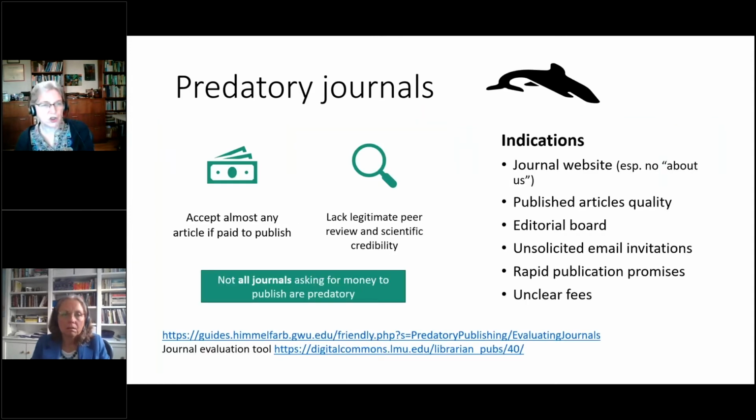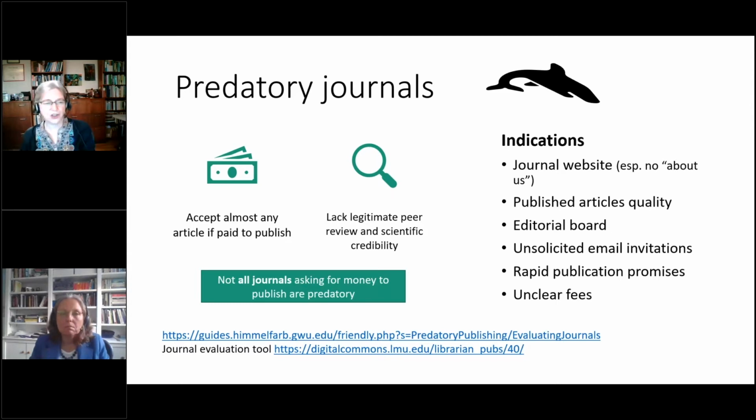I do want to say, there's a lot of talk about predatory journals now. Basically, these are journals that will accept almost any article if they're paid to publish it. And they don't have legitimate peer review or scientific credibility. I want to be really clear that not all journals that ask for money to publish are necessarily predatory, because there are very legitimate open access journals like Ecology and Society or International Journal of the Commons. These have good reputations and impact factors, and they do proper peer review.